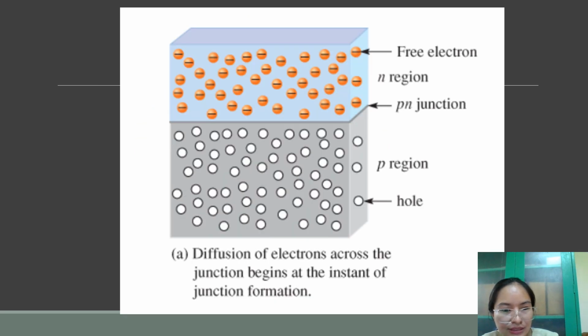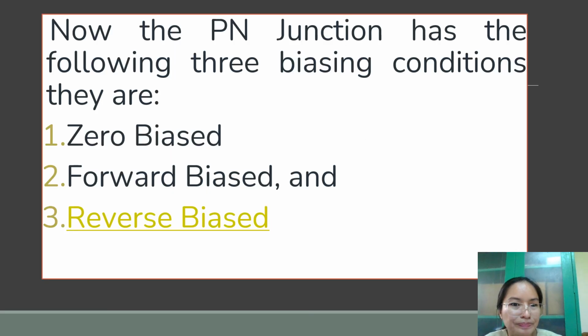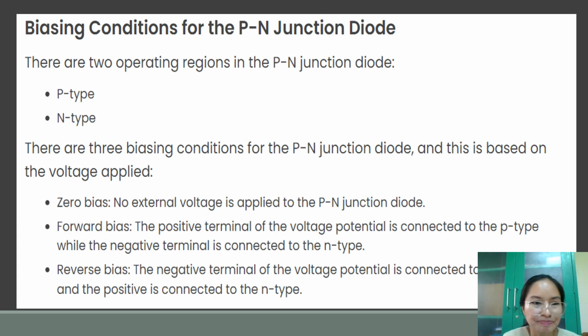Okay. Now, again, when they meet, there is diffusion of electrons across the junction. After the initial surge of diffusion, a depletion region forms near the junction and a state of equilibrium is established, and there is no further diffusion. There are three biasing conditions: the zero bias, the forward bias, and the last is the reverse bias.